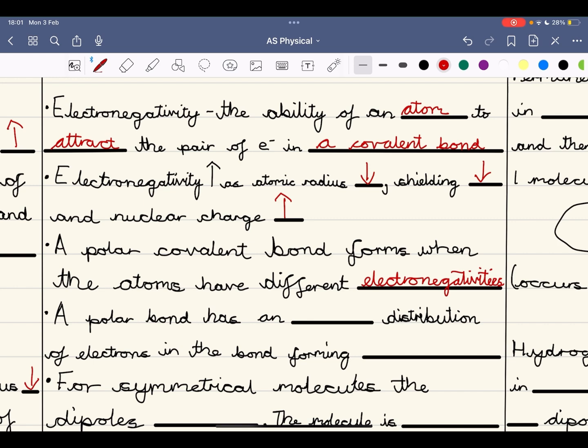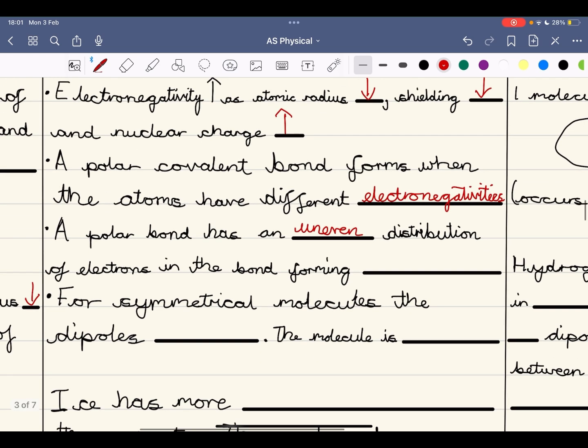A polar bond has an uneven distribution of electrons in the bond, forming slight charges. For symmetrical molecules, the dipoles cancel out. The molecule is non-polar.